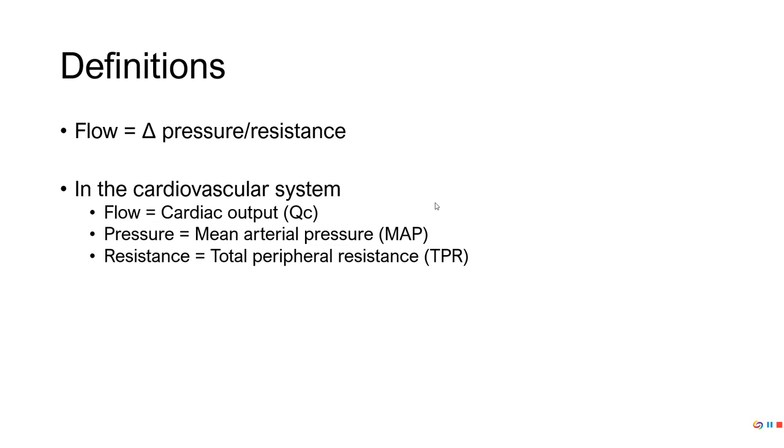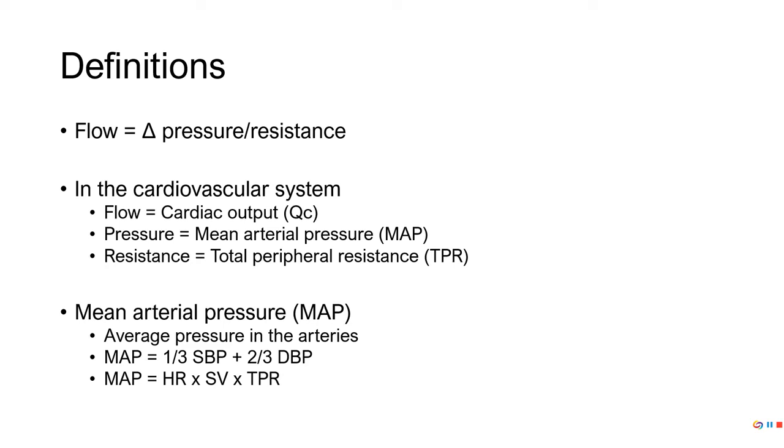And then the last thing is resistance, okay? And so this is something that opposes flow. And in the cardiovascular system, we call that total peripheral resistance. This is affected by radius, specifically of the arterioles, which are the smaller arteries that connect to the capillaries.